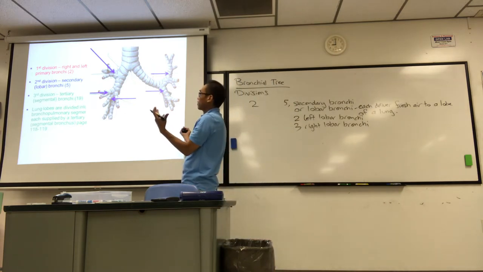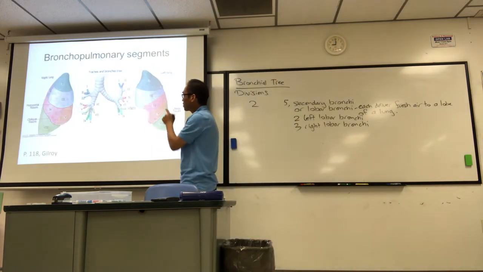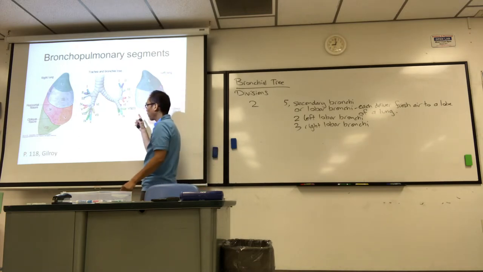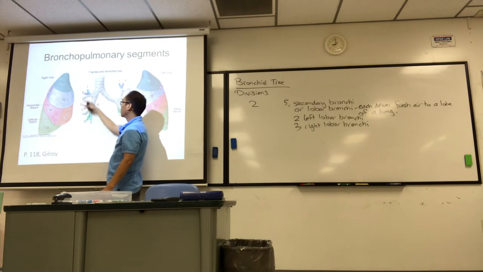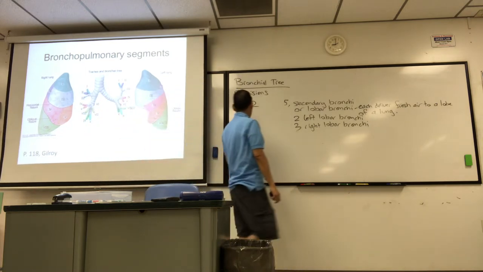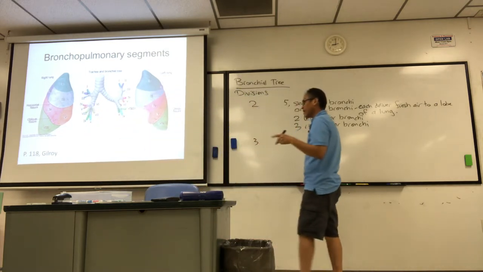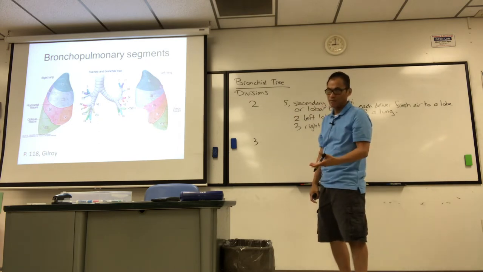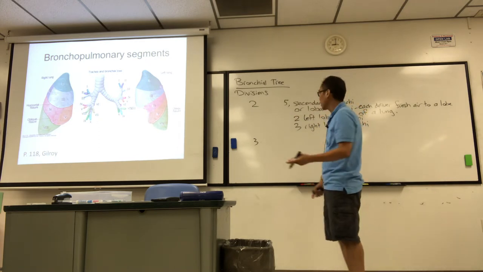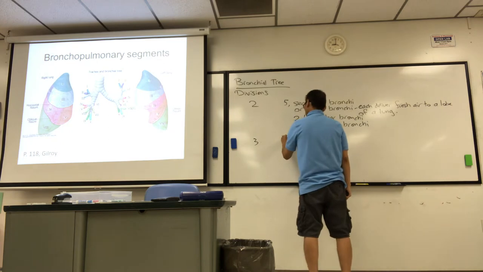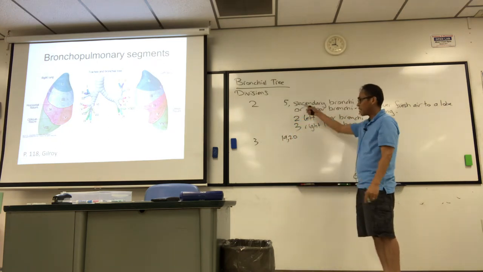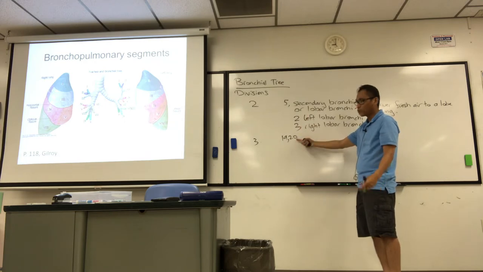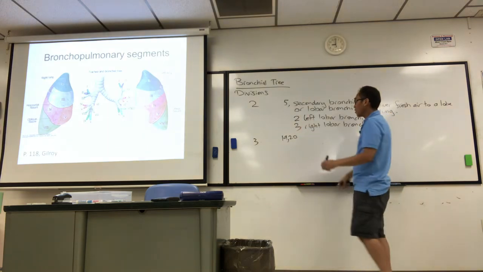Then they divide again. Let's see where they divide the third time. Now they're colored here for this picture. For the third division, you have something like 19 or 20 of these airways, depending on which book you read. Could be genetic differences. Something like 20-ish. So at the third division, five airways become about 20 airways, and they're called tertiary bronchi.